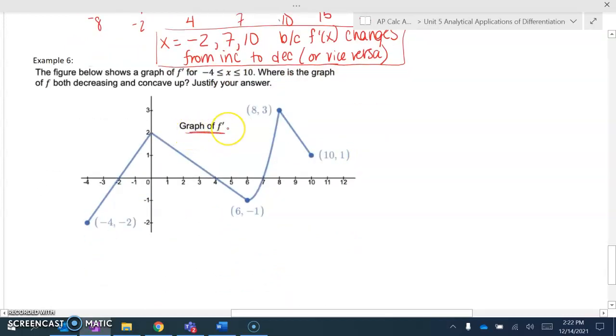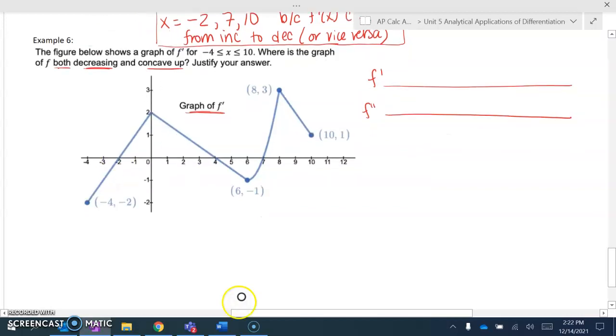So once again, graph of f prime. They want to know where it is both decreasing and concave up. So we're looking at two different things here. So I'm going to create two different sign charts here, one for f prime and one for f double prime. So I'm going to focus on f prime first. So for f prime, where it crosses the x-axis is my critical points.